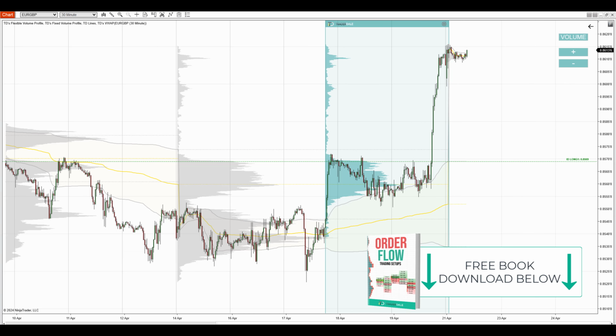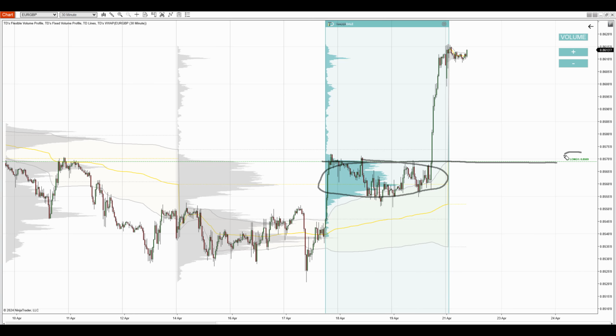In here, as you can see, the volumes are pretty massive, and the level I marked here is the beginning of that heavy volume zone. It is at 0.8569, and it marks a place where the rotation turned into a strong buying activity.